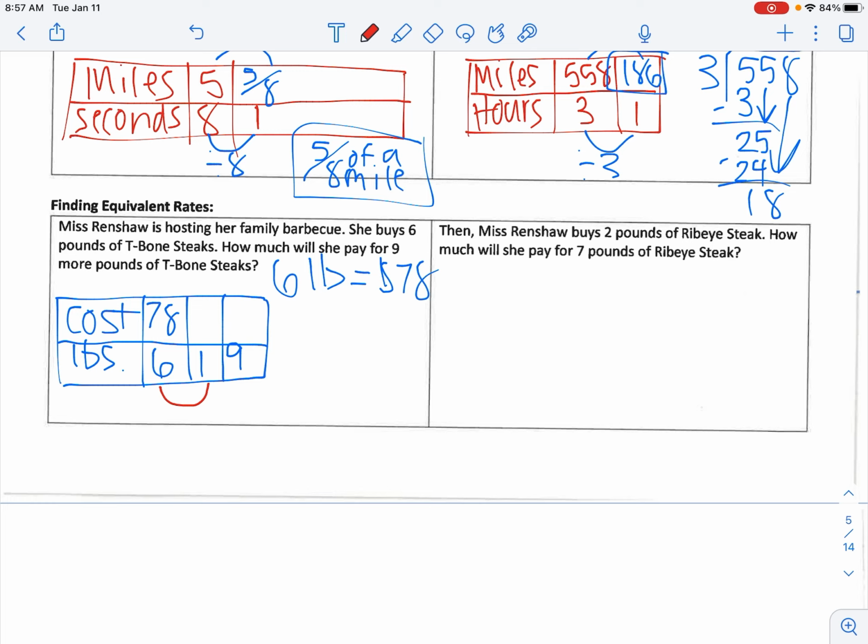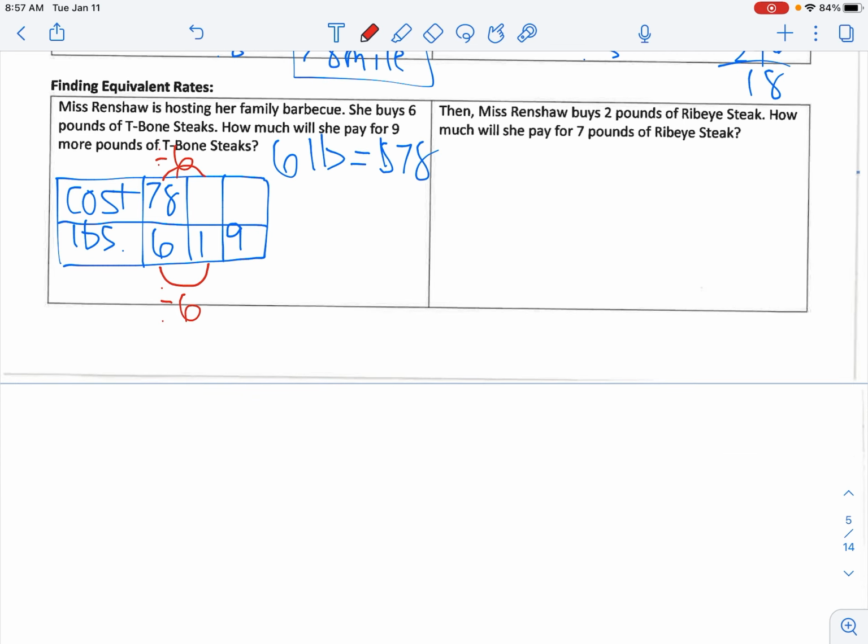So we're going to go, how do we go from 6 to 1? We divide by 6. We're going to do that on the top as well. So 78 divided by 6. I don't know that off the top of my head, so I'm going to come down here and divide. 6 goes into 7 once. 1 times 6 is 6. Then subtract. 7 minus 6 is 1. Bring down your 8. And 6 goes into 18 3 times. So 78 divided by 6 is 13.